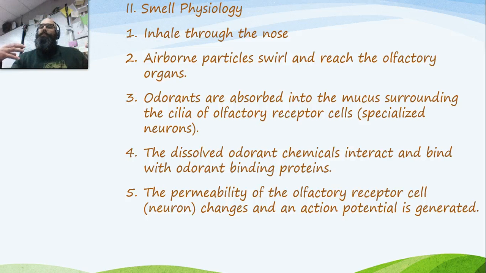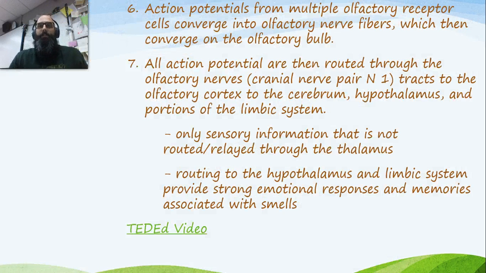When they dissolve, that allows them to interact and bind with the odorant binding proteins that are on those cilia for the cells. As soon as something binds to those odorant binding proteins, it adjusts the permeability of the olfactory receptor cell. Essentially, from our last unit, it depolarizes olfactory receptor cells, which starts the process of an action potential being sent down that particular neuron.